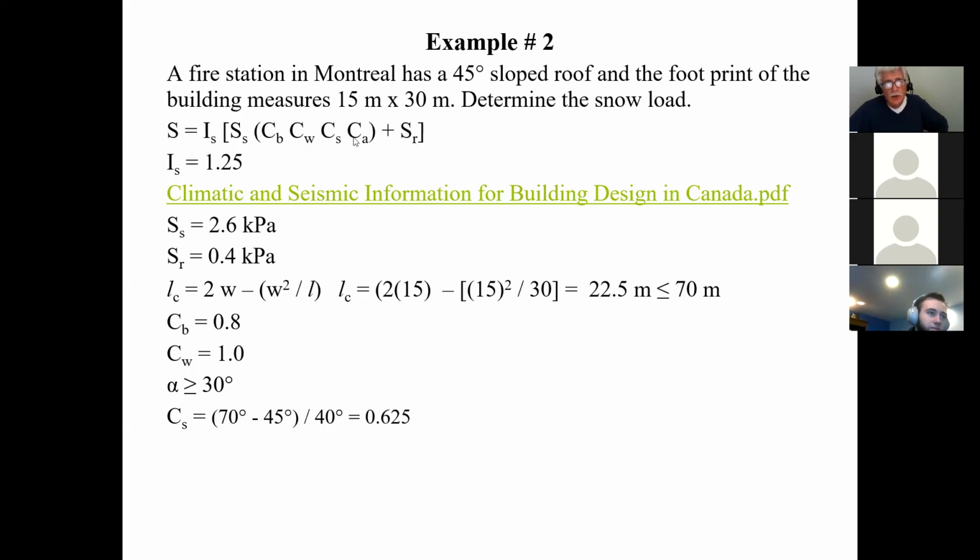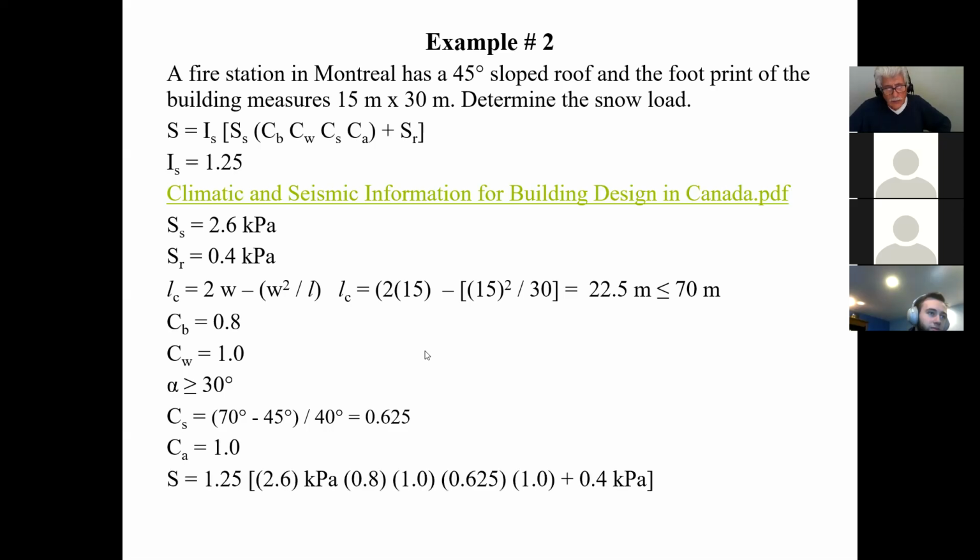Now, as far as the accumulation factor goes, we're going to be using 1.0, because we have nothing that affects the shape, and therefore we just plug in all the numbers, and we end up with a snow load of 2.13 kPa. Now, the interesting thing about this snow load, I'm going to show you here, this is my roof here at 45 degrees. This is my fire station here, okay.